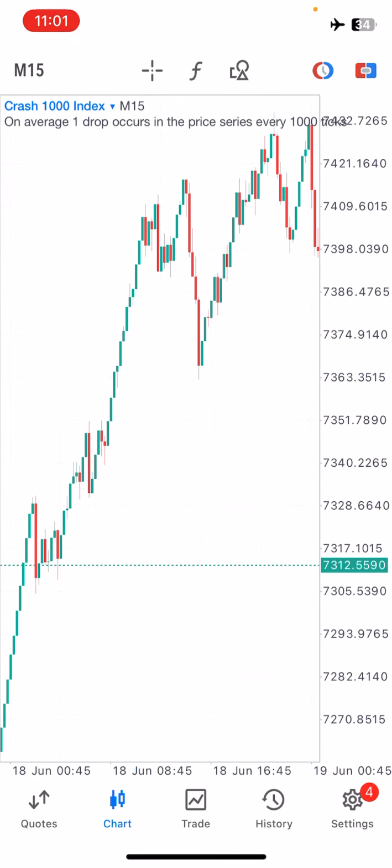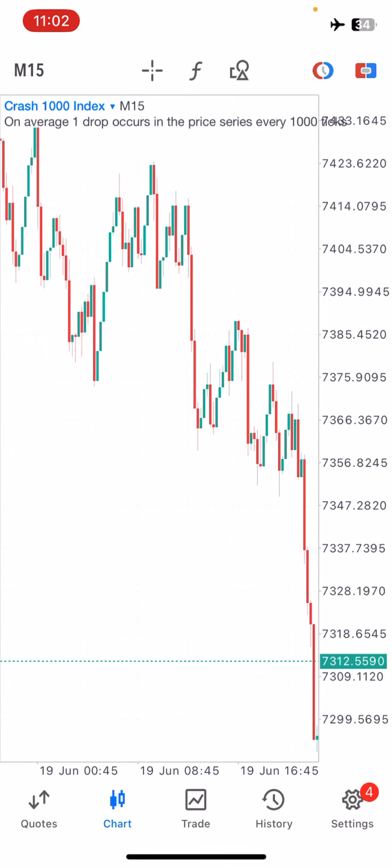Like I said, this is a booming crash strategy. It works on all booming crash indices that we have. Talk about boom 300, boom 500, boom 1000, crash 300, crash 500, and the crash 1000 that we are on right now. So don't worry, all on booming crash, this one works on all of them.